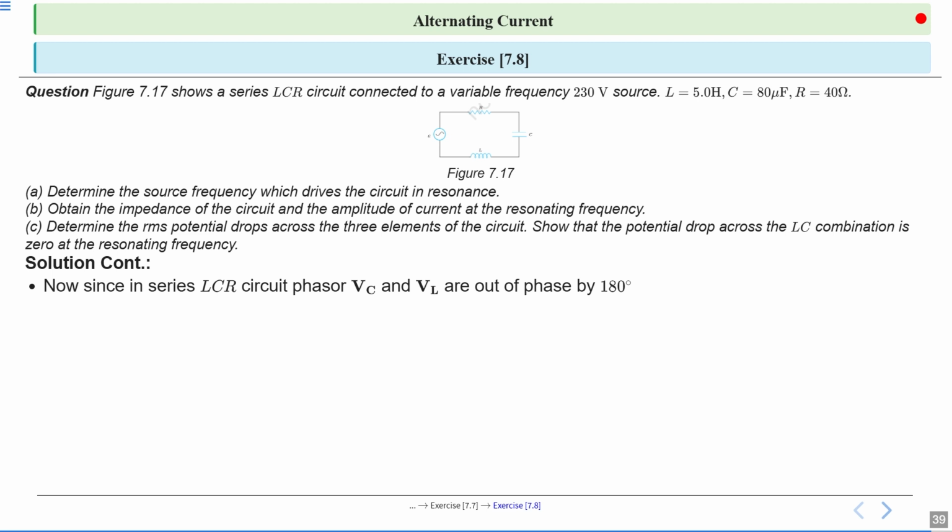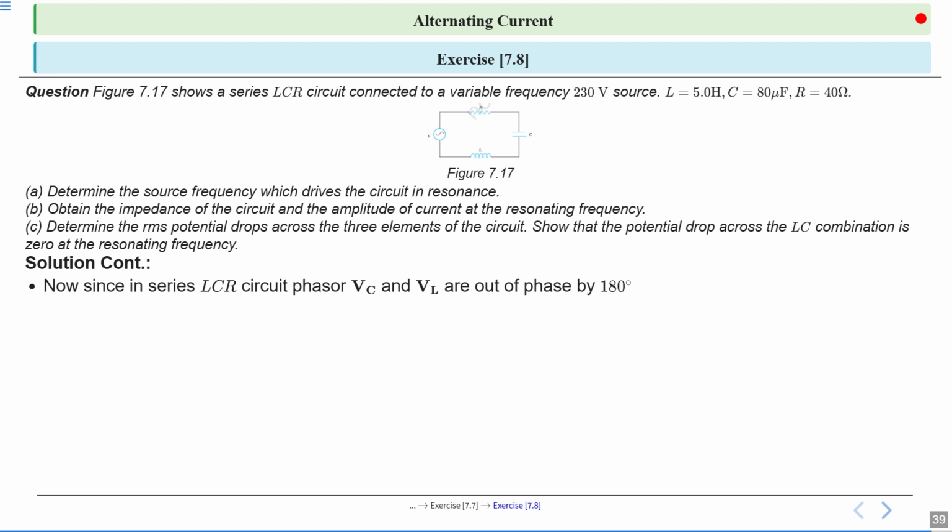So when we combine VC and VL, that means VCM minus VLM, the peak values of both these voltages. When we take the difference of these two values, away from the resonance condition they are not equal, but they are opposite to each other. So the net effect is in one direction and it is not zero. But at resonance, VC and VL are exactly opposite to each other and the magnitudes of these phasors are equal. So they cancel the effect of each other completely.